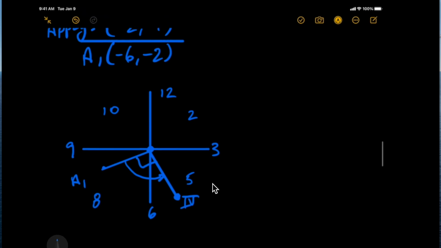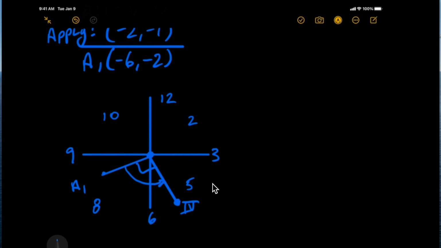Okay, so let's look at our points. A sub 1 is -6, -2. We are going to swap the position of the integers because this is a 90-degree rotation. And when we have a 90-degree rotation or a 270, we swap the positions. So the integer 6, again, we ignore the sign, is in the first position, now it's in the second position, and vice versa for the 2. It goes from position number 2 to position number 1.